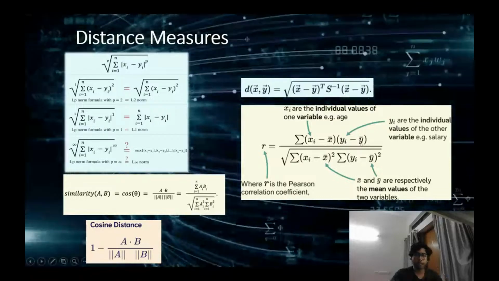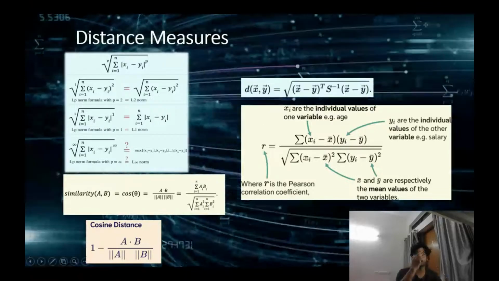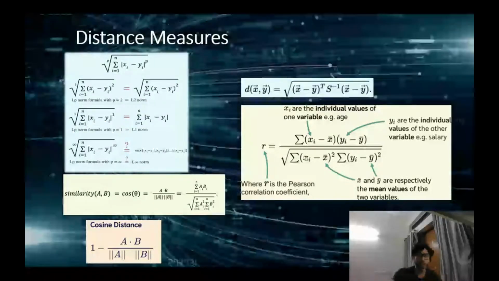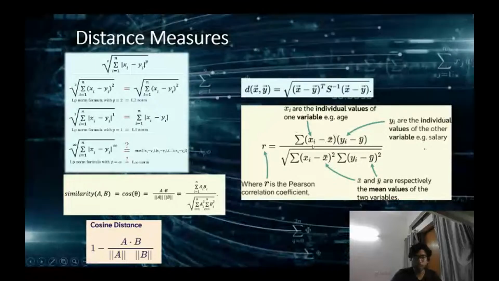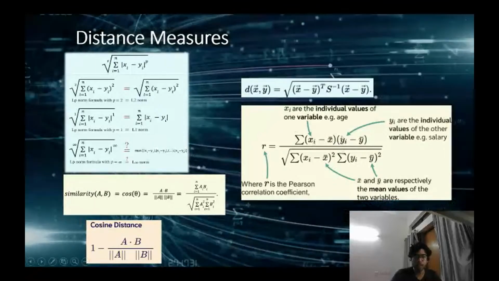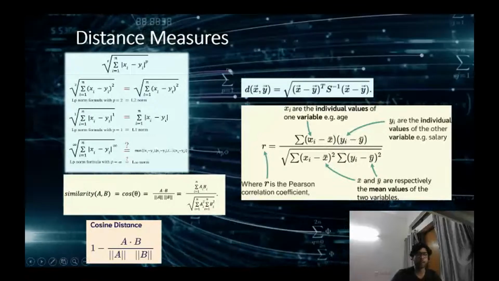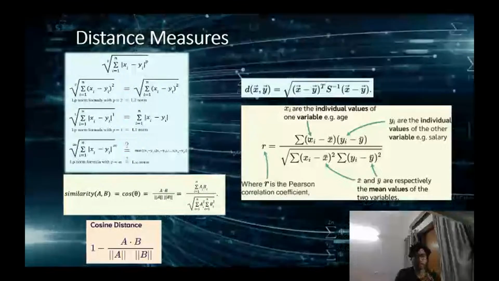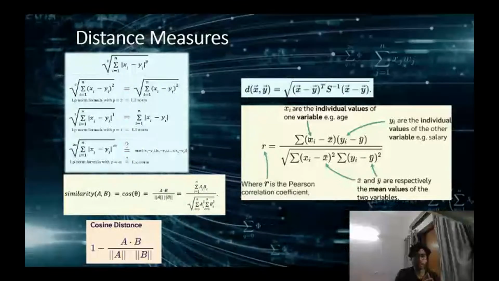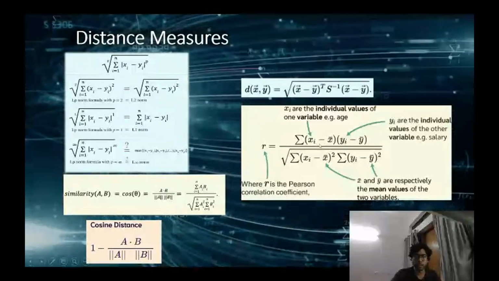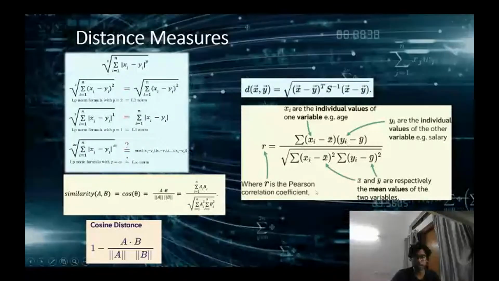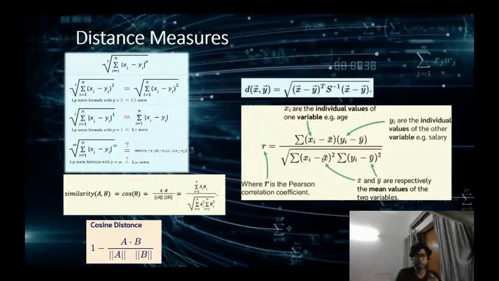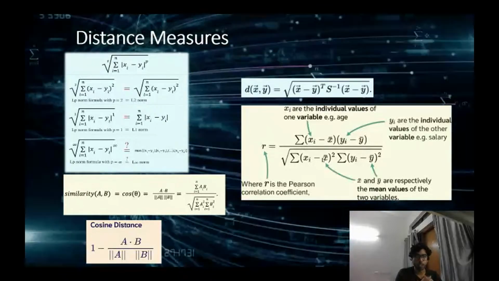We used the Pearson correlation coefficient to calculate the similarity between two users or two items. This is the formula for Pearson correlation: xi minus x bar times yi minus y bar. In the case of recommender systems, x would be one user and y would be another user, and using this formula you can calculate the similarity between two users. Similarly, you can calculate the similarity between two clusters.